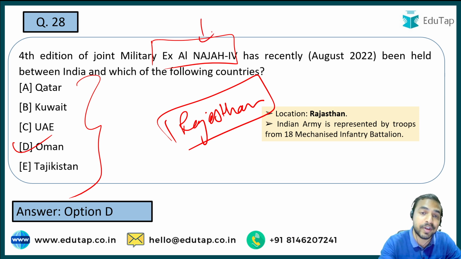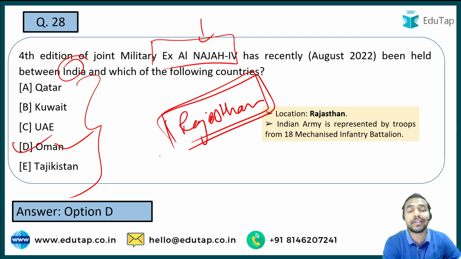Name of the exercise is very important. The two entities, that is India and Oman, and the location. These are the three important dimensions you are required to remember from the exam point of view.